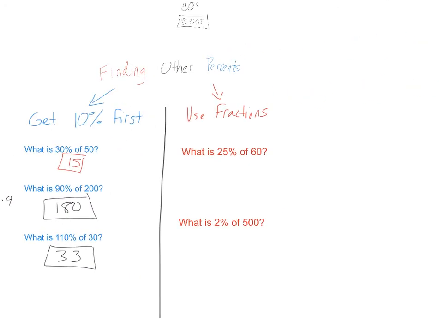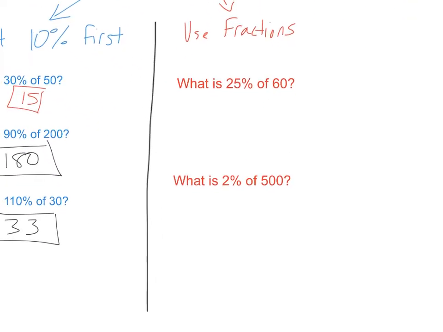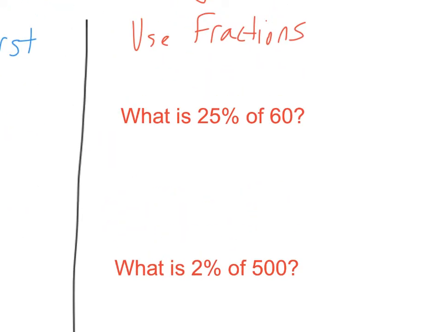All right, coming up here. There's another way to find percents, and that's using fractions, okay? Now, what is 25% of 60? So hopefully we're going to get in the habit of remembering that certain percents equal certain fractions. So, for example, 25% we need to remember is a fourth. 50% is a half, okay? 75% is 3/4.